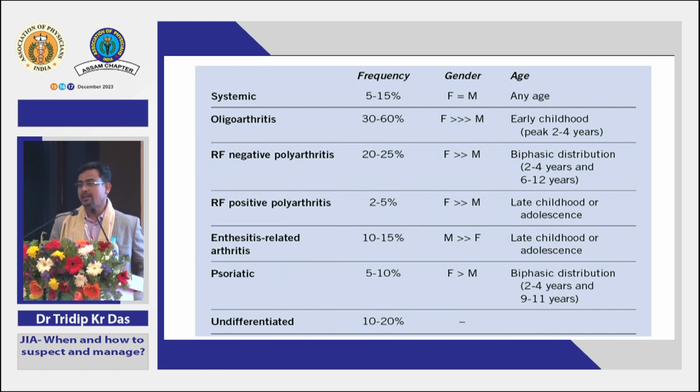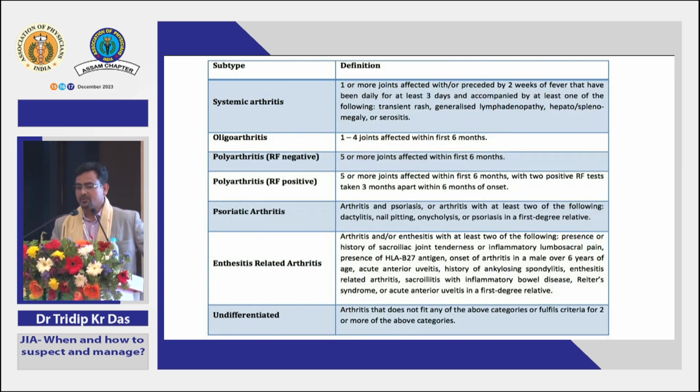If you talk about age, in oligoarthritis the age of onset is less than 5 years. RF negative polyarthritis as well as psoriatic arthritis have a bimodal distribution, meaning one may be involved at a very early age and the other at a later age, in later childhood. RF positive polyarthritis basically occurs in late childhood. Similarly, enthesitis-related arthritis also occurs in later childhood. So these are the presentations I'm going to discuss later on.